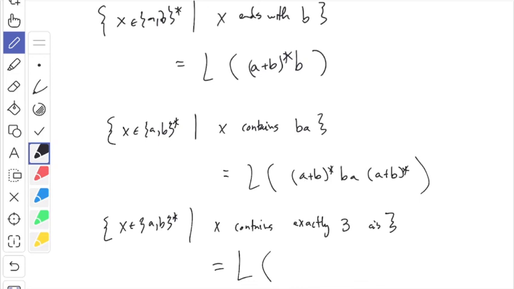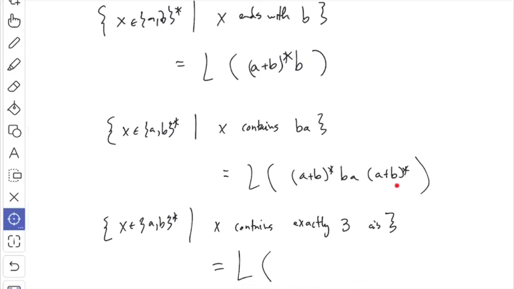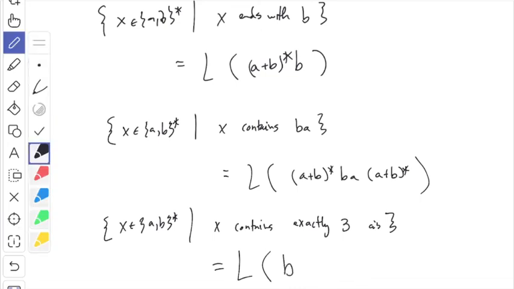Any ideas? You can think of it kind of like the previous one, where the previous one I said it has BA in the middle and then just some junk elsewhere. B star, and then AAA, and then B star. Okay, I like this. This is close. I'm going to modify this a little bit.